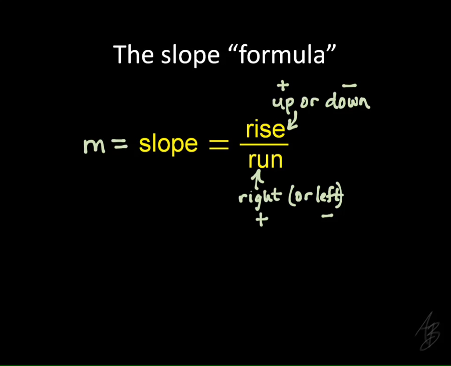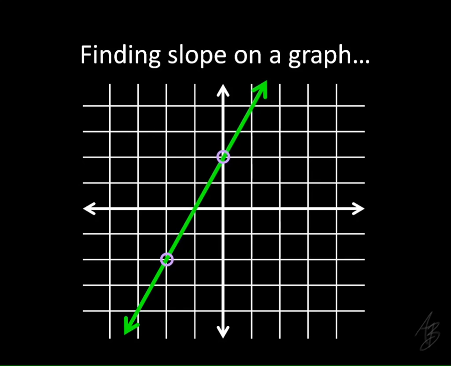Any questions about this formula? All right, then let's use the formula. If I want to find the slope of a line, there's a process that we're going to take. It's a fairly simple one. The first thing we're going to do is pick 2 points. To find the slope of a line, we always need 2 points.